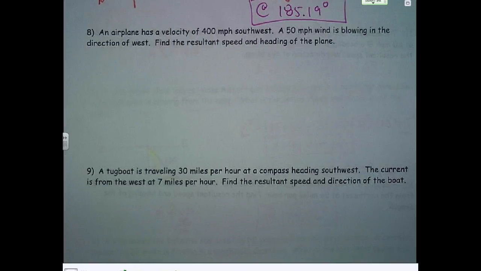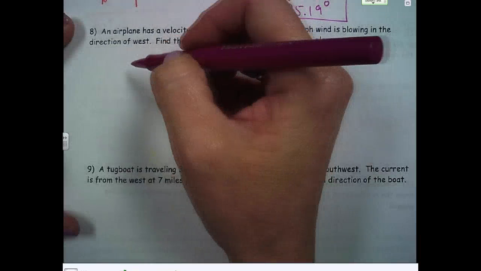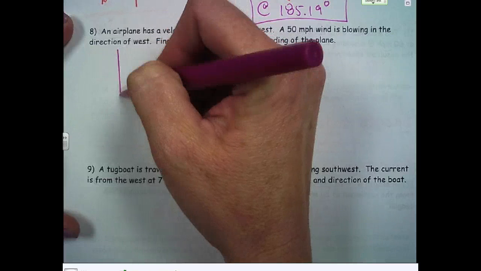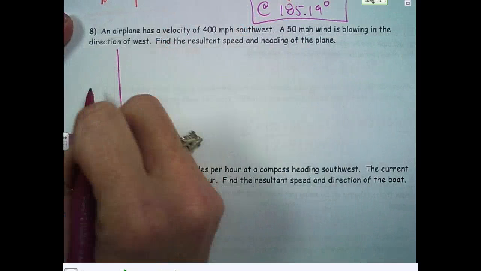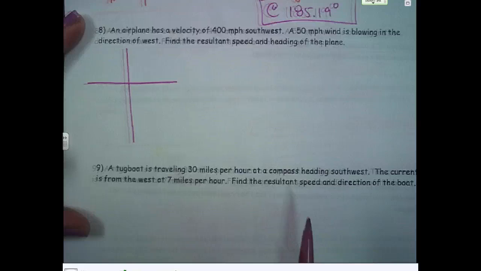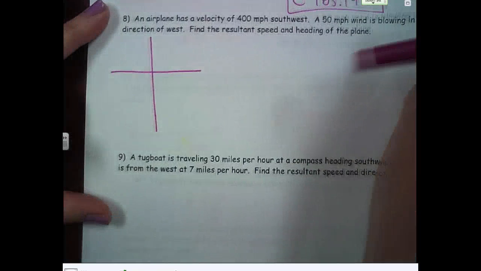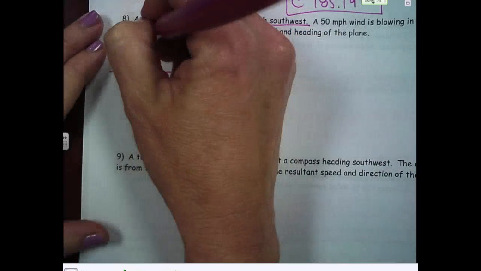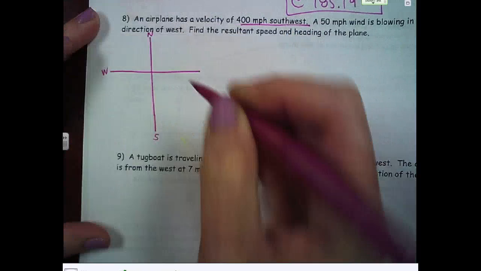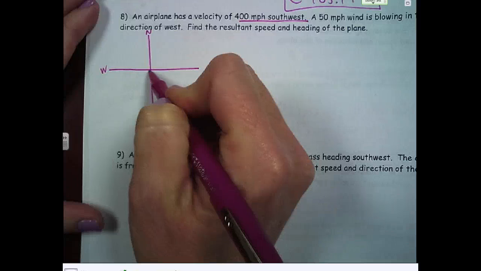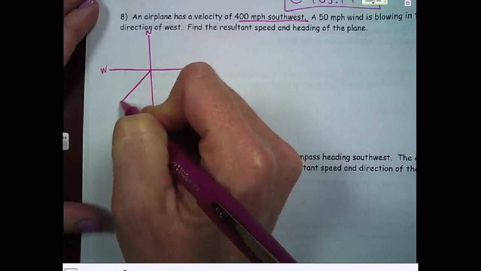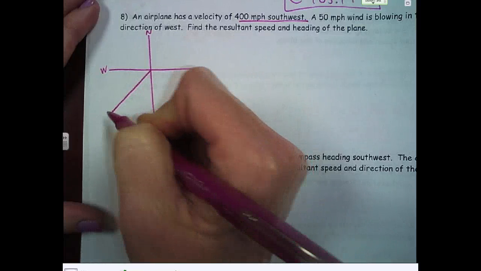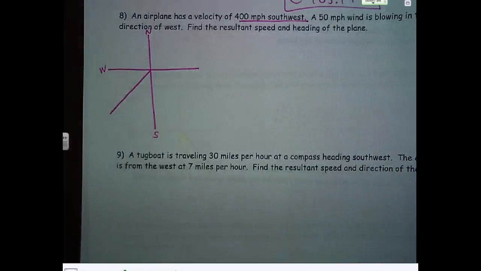Okay, so let me see how you did on setting this up. First of all, draw your picture. And it says that an airplane is traveling 400 southwest. Okay, so if this is north and this is south, this is west, southwest would be this direction. So just pick a piece of measurement to here. And that's going to be measured as 400.